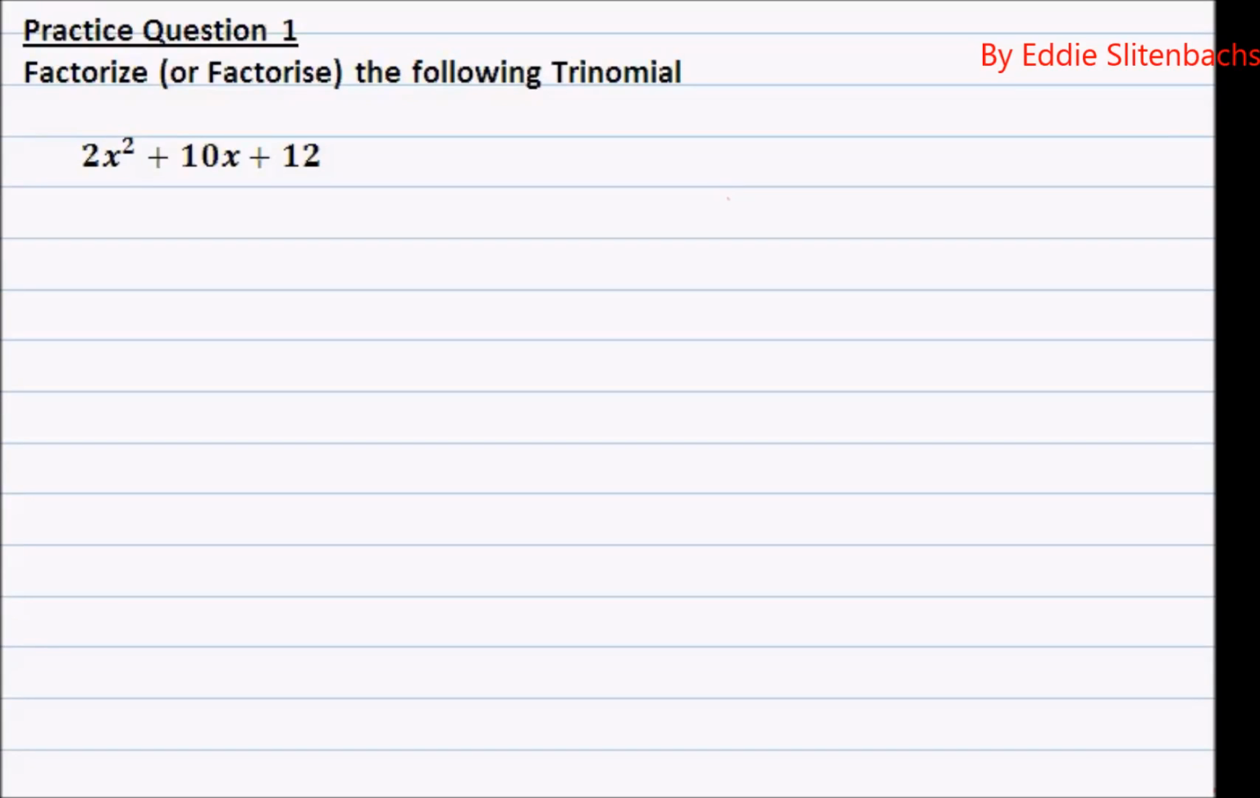Okay, we're going to be looking at this practice question on factorizing trinomials. And in this, it is a harder question because when we look at this, we've got a number other than 1 in front of our x squared. So our form of a trinomial is ax squared plus bx plus c. All right, that's our trinomial.